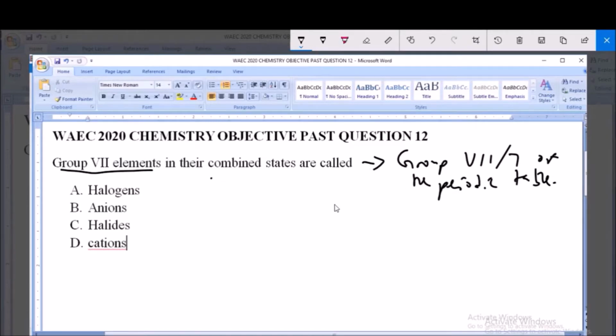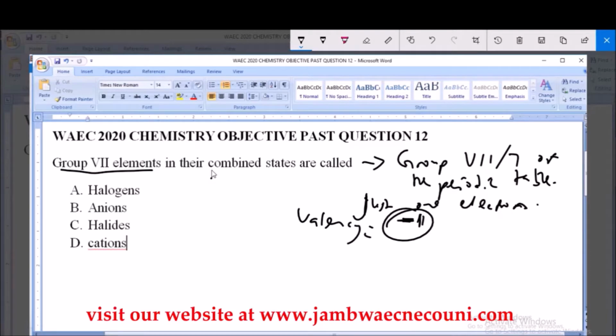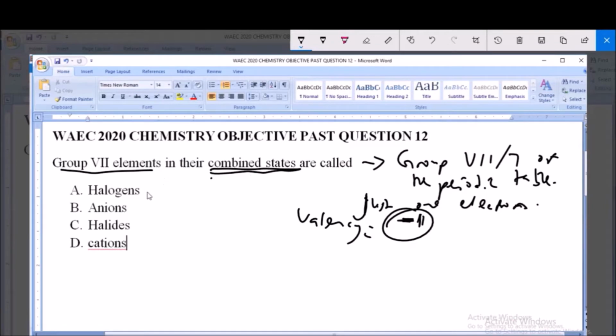Now these elements are highly reactive, and they usually require just one electron to achieve the octet state. So their valency is -1. But we are asked what these group 7 elements are called in their combined states. When they are found in combined states, what are they called? So let's look at each of the definitions of the options to see which of them fits into this description of group 7 elements in their combined states.